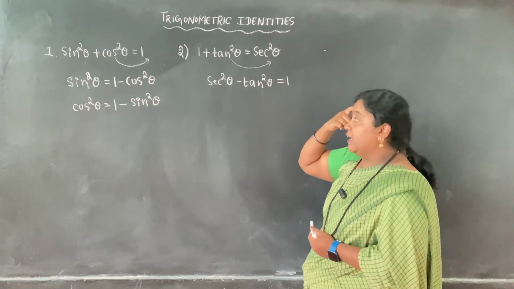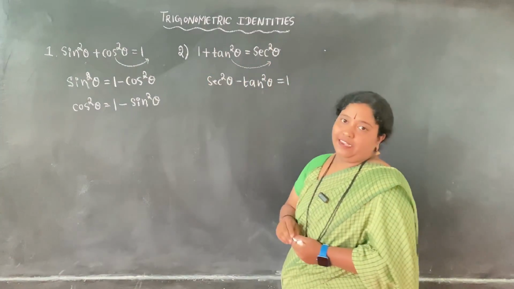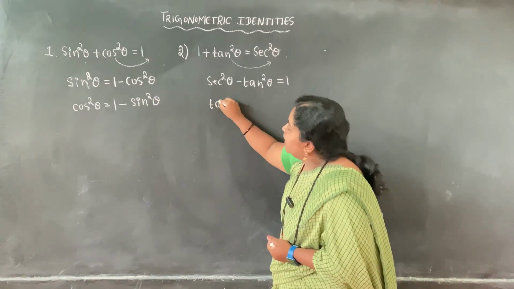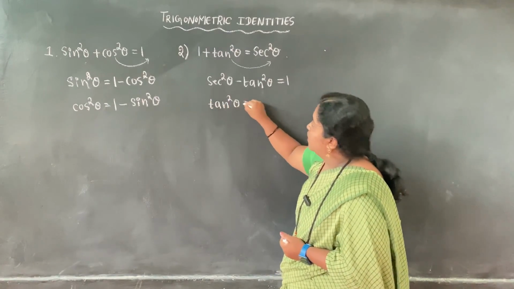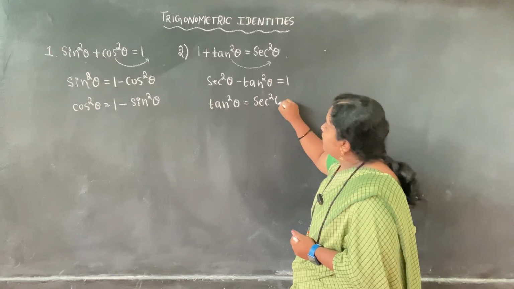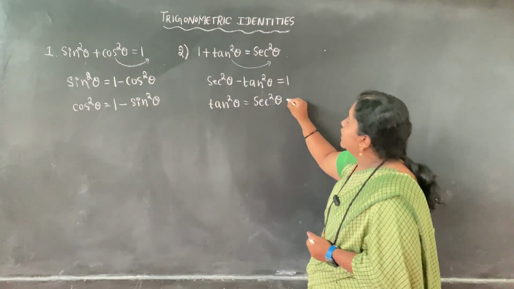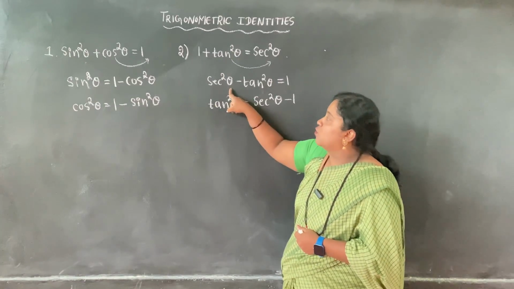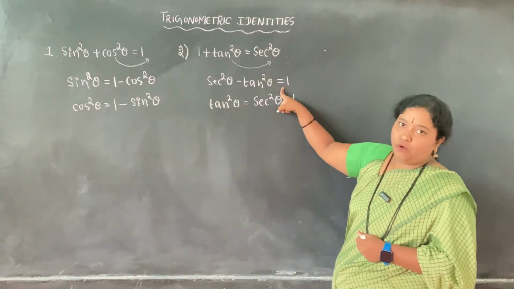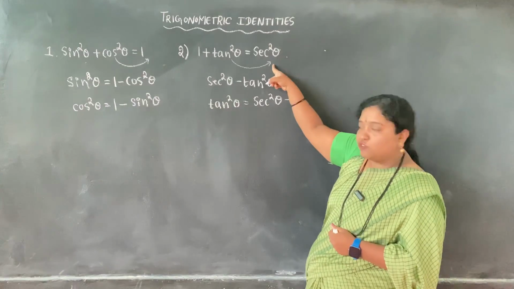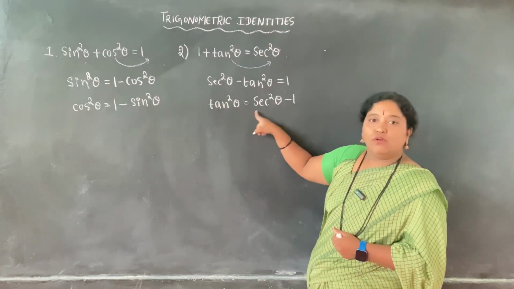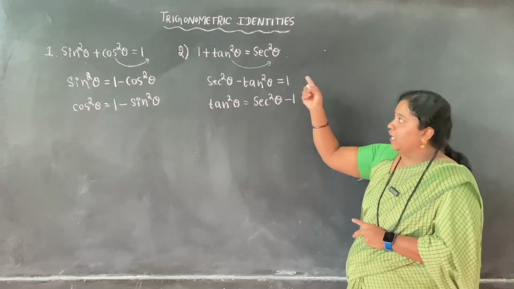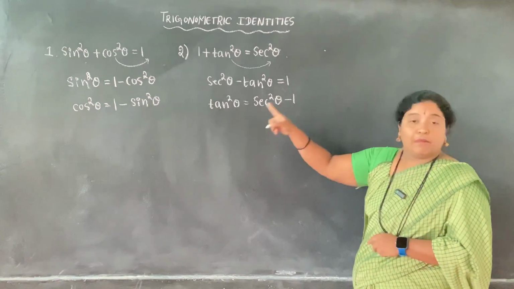Now again I'll rearrange it by sending 1 to this side. If I send 1 to this side, what happens, dears? Tan square theta is equal to secant square theta, and positive 1, when it comes to this side, becomes negative 1. So I have got secant square theta minus tan square theta equal to 1 as one identity derived, and tan square theta is equal to secant square theta minus 1 as another equation derived from the same one. You need to remember all this.